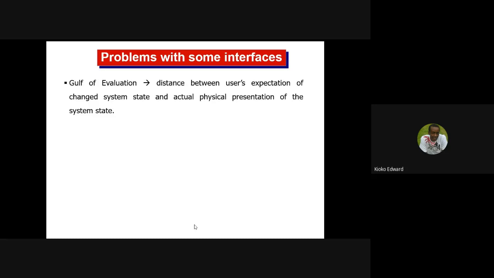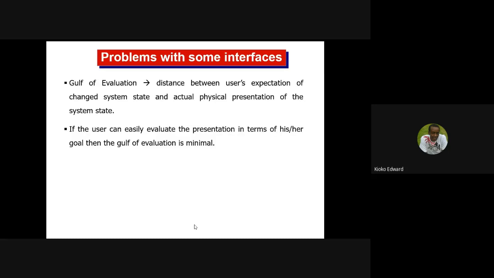Assuming, for example, I was looking at some report of a system, but instead of the system displaying the report, it displays something different. Or say I was looking for a pie chart, but instead the system displays a bar chart. Then that would be a clear example of the gulf of evaluation, because what I was expecting from the system and what I can see from the actual physical representation of the system are totally different.